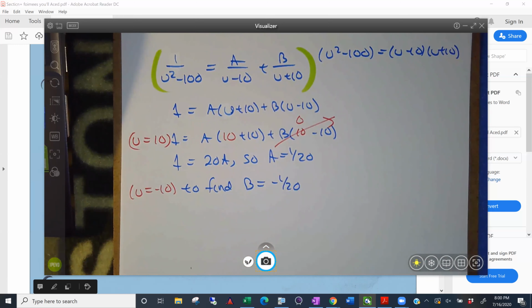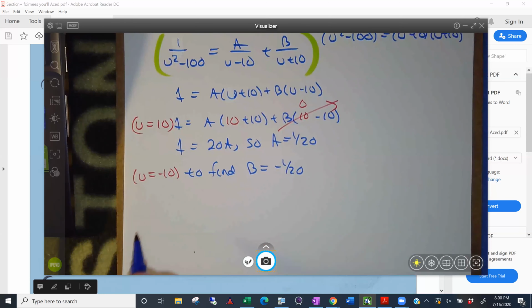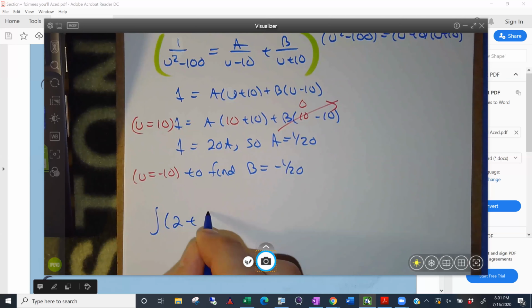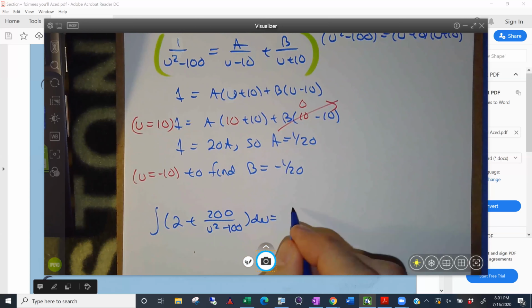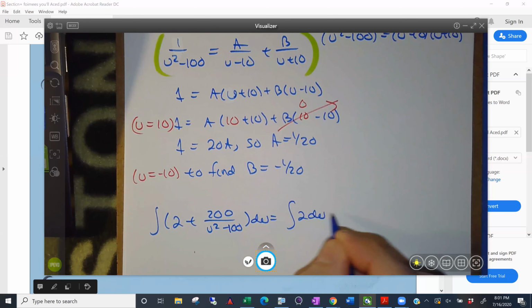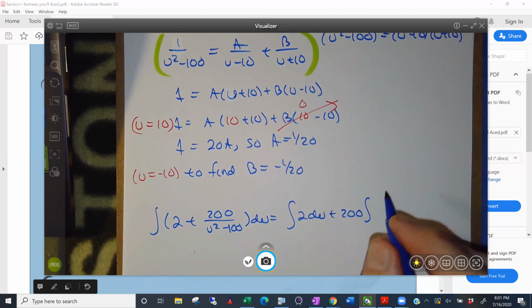All right. Let's put that into our integral. This is going to become the integral. So, well, let me rewrite it. 2 plus 200 over u squared minus 100 du. Integral of 2 du plus 200 times the integral of 1 over u squared minus 100.